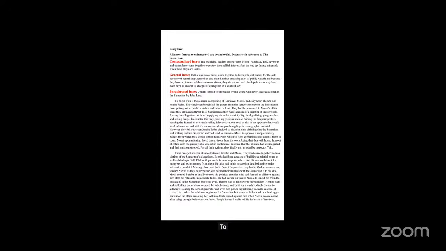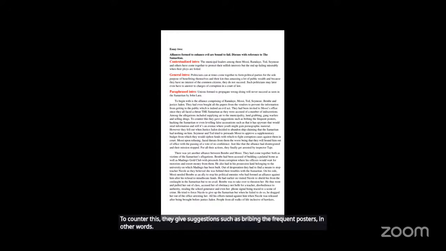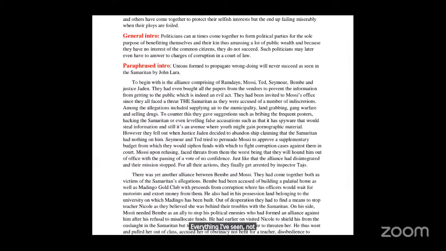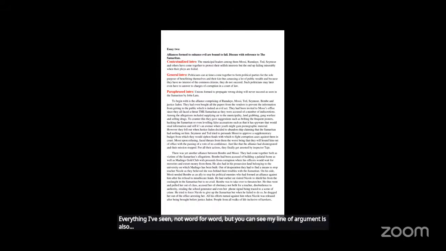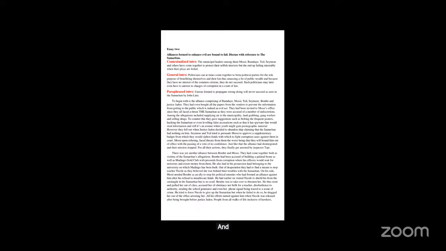To counter this, they gave suggestions such as bribing the frequent posters. In other words, everything I've said, not word for word, but you can see my line of argument is also on the screen. I've given a bit of background information. What have they done? These people are selling air, some of them, and it has found its way to the Samaritan. What is their cause of action to counter this?